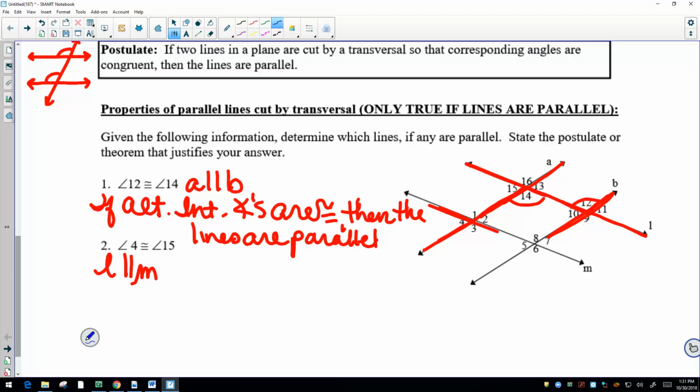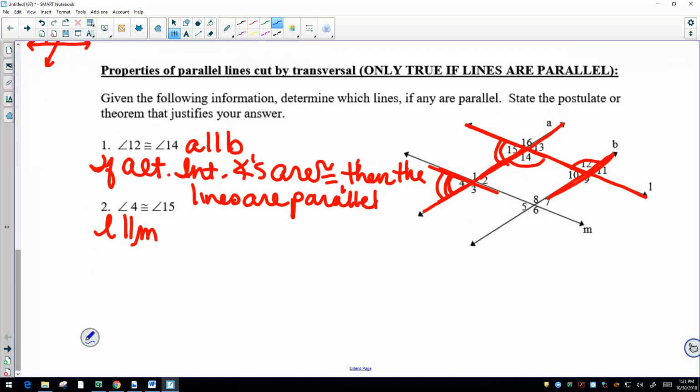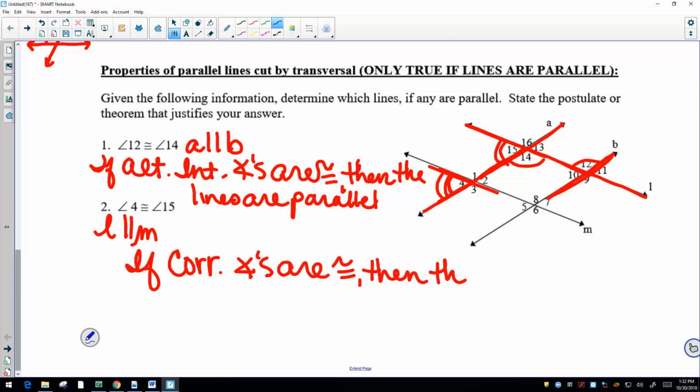And then we have to figure out what type of angles we have. So here's angle 4 and here's angle 15, and those are our corresponding angles. So a theorem we could write, again, if-then: if, state your angle name, corresponding angles are congruent, then the lines are parallel.